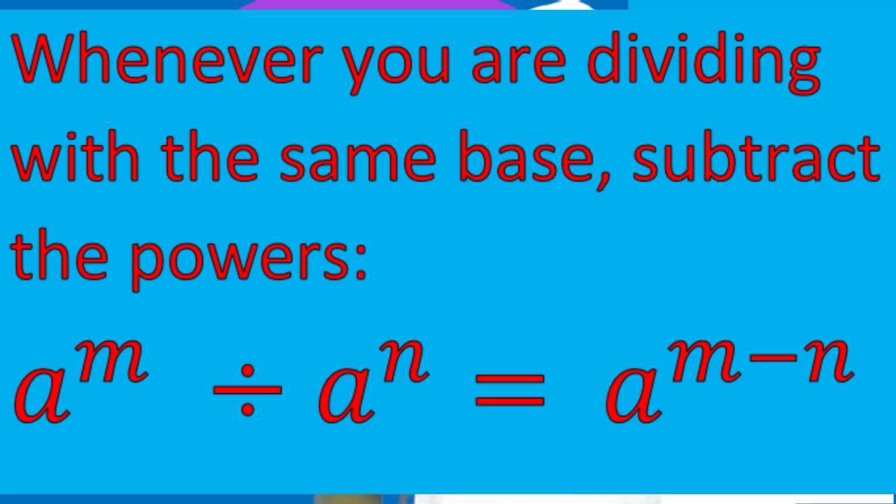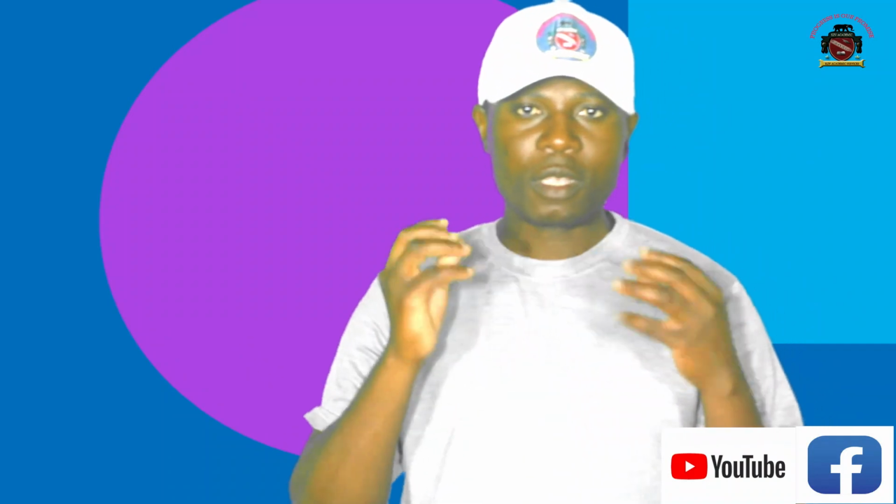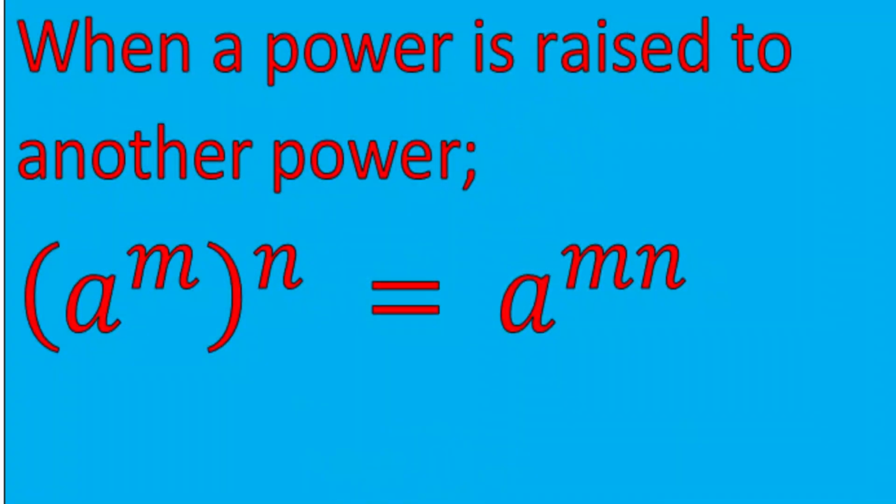Now the third law under the laws that govern indices is when a power is raised to another power. For example, a to the power m in brackets, and then to the power n, is the same as a to the power mn, where you multiply m times n as powers. So with a power of a power, you multiply the powers.